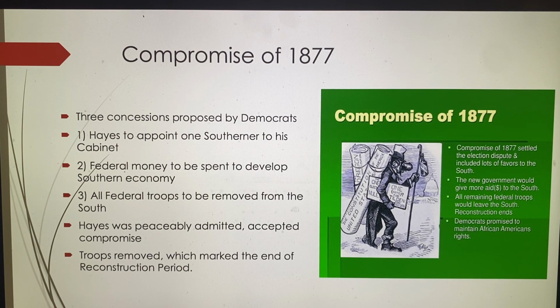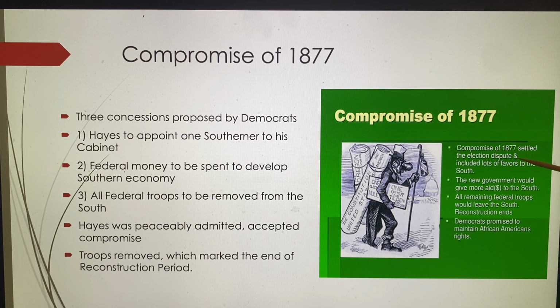So in 1877, this would be considered the Compromise of 1877. President Hayes was peaceably admitted as President of the United States without the Democrats suing him or legally pursuing the problem with the votes in these states. They conceded if Hayes did all three of these things. And so the troops were removed, and this would mark the end of the Reconstruction period altogether. So this is the Compromise of 1877.